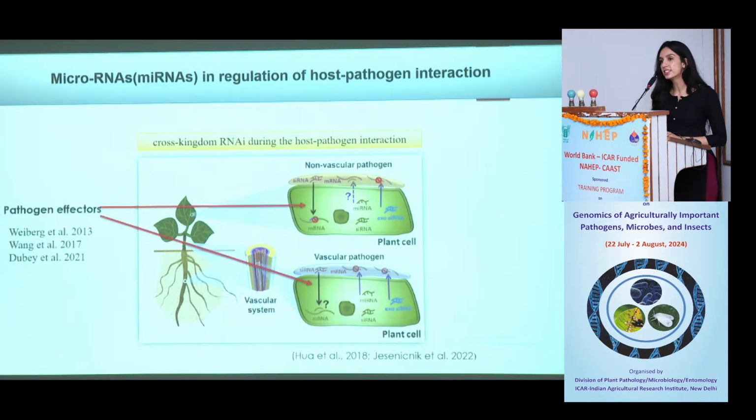So in cases where these microRNAs or siRNAs are transported from the pathogen to the plant, they can act as pathogen effectors, or they can act as plant defense factors or susceptibility factors if they are influenced by the pathogens.